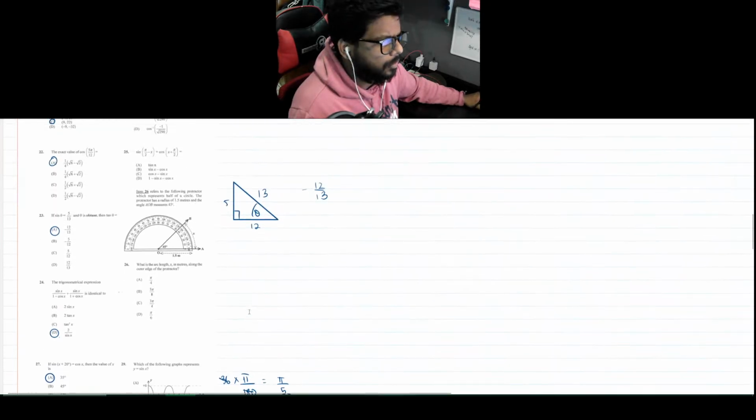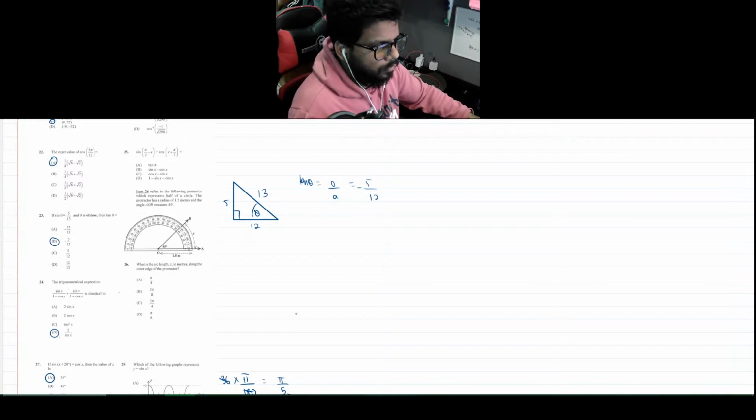Let's check over number 23. Tan theta is equal to opposite over adjacent, 5 over 12, negative 5 over 12. Whew. I did cosine theta. Alright, sorry about that.